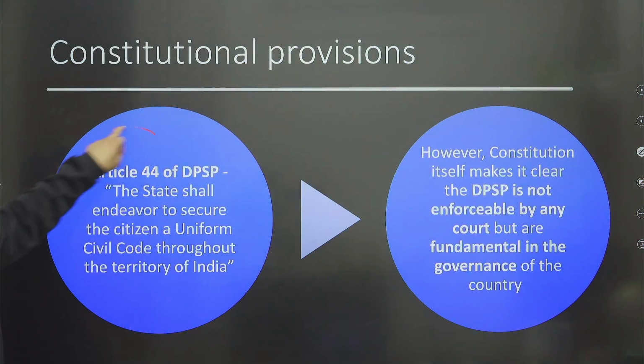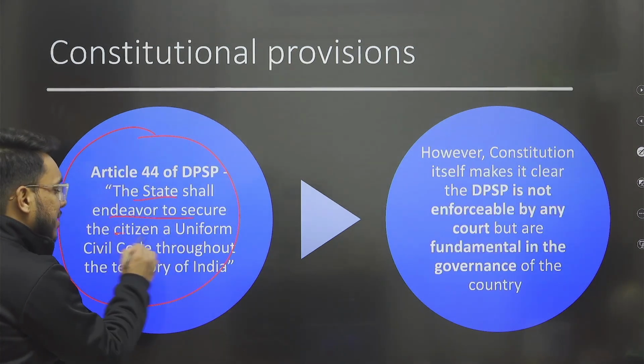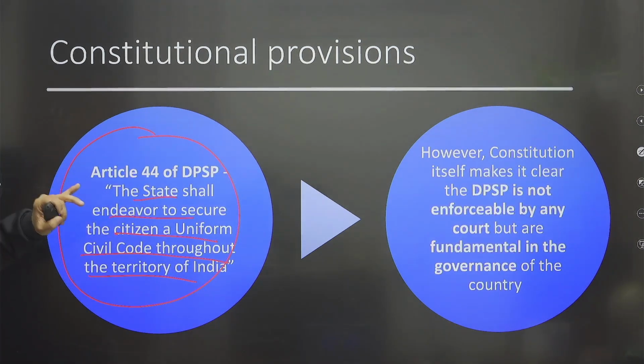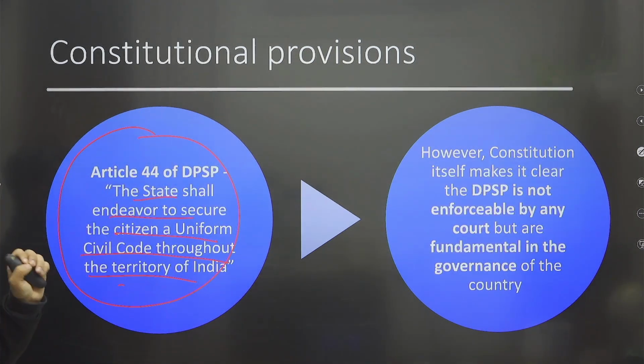We also have Article 44 of the DPSP, which specifically provides that the state shall endeavor to secure for the citizens a uniform civil code throughout the territory of India. So whenever possible, the UCC, Uniform Civil Code, is to be implemented. This obligation has been imposed by Article 44.